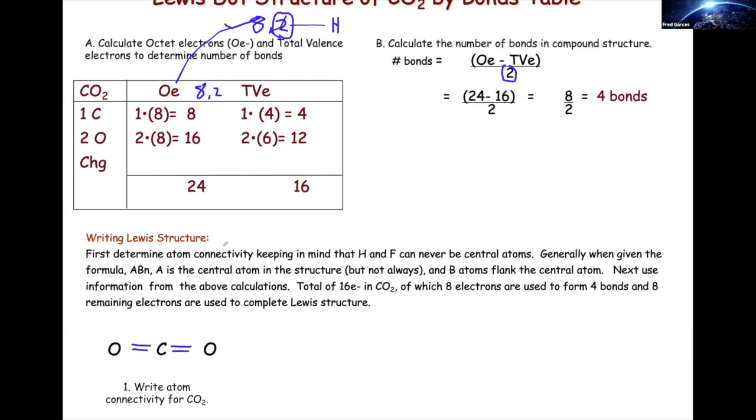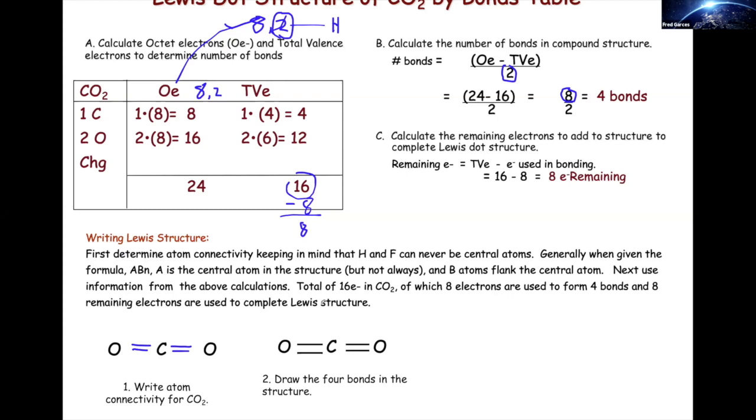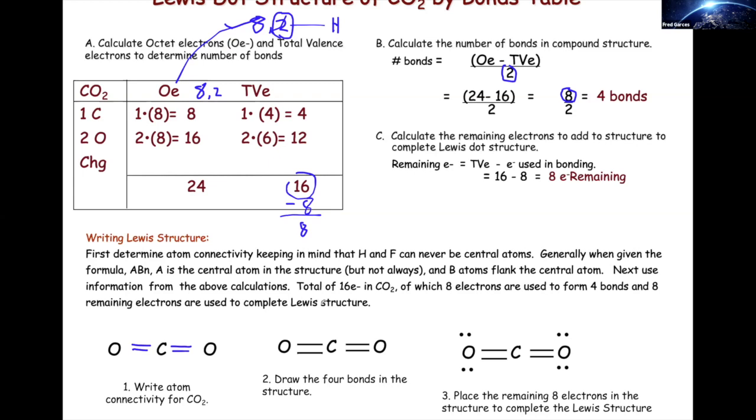Okay? Now remember that in our 4 bonds, we use 8 electrons. We had a total of 16 in this structure: 4 from carbon, 12 from the oxygens, but we've already used 8 in the bonding. That means that we have 8 remaining electrons. Those 8 remaining electrons that we haven't accounted for yet are going to be our lone pairs. Okay, so 16 minus 8 equals 8 remaining electrons. 8 divided by 2 is 4 lone pairs.